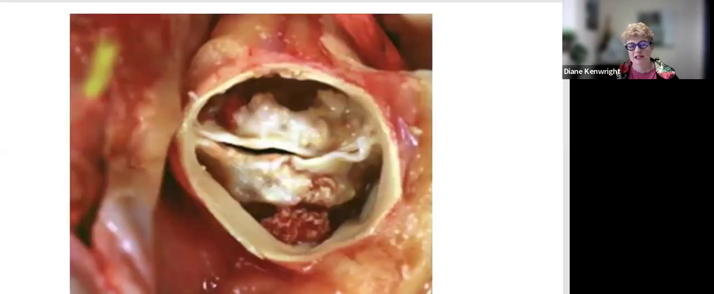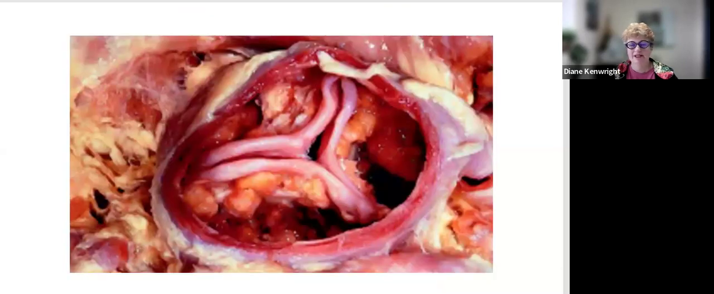Here we go. Here's a bicuspid valve. It's looking all rocky and calcific because of the advanced calcific aortic stenosis on it. And here is a tricuspid valve with similar changes. So these changes will happen earlier and more frequently in bicuspid valves.